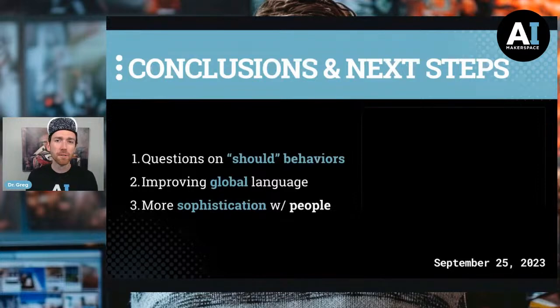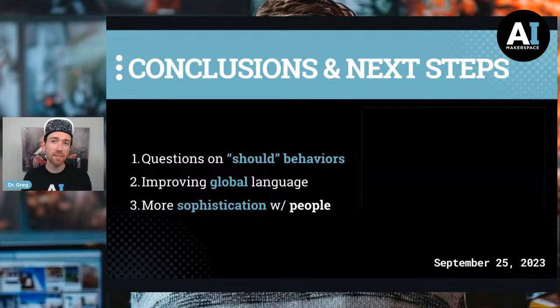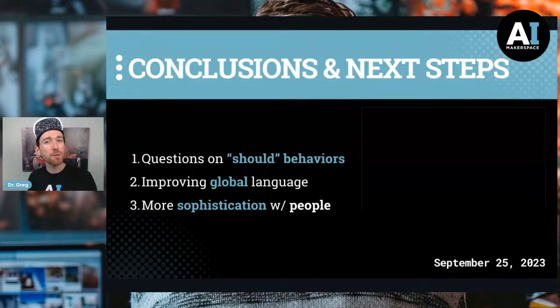And in the report that they did, they concluded at the end, man, there are some fundamental questions around behaviors the models should or should not be allowed to do, how they should be allowed to act. These questions are still being answered in real time. Of course, improving language from different areas around the globe as we try to create tools that are going to be useful everywhere.